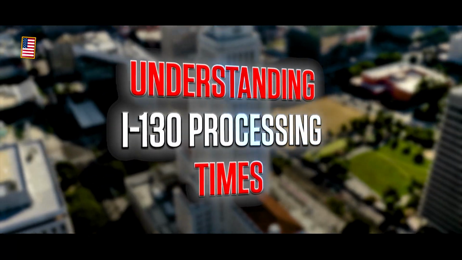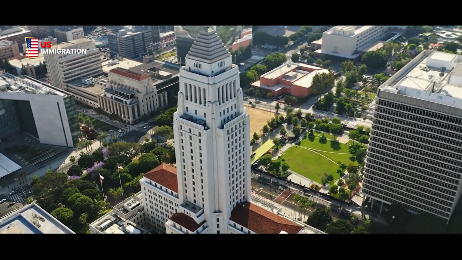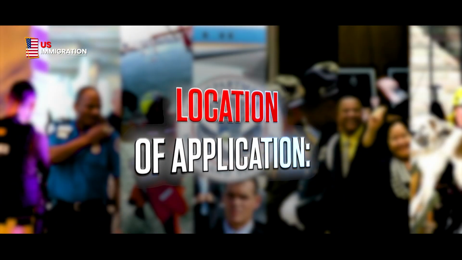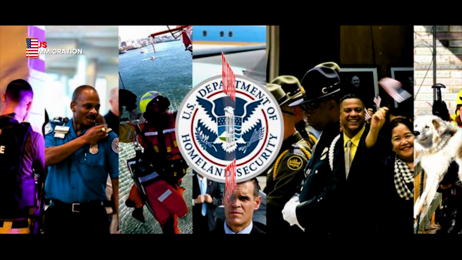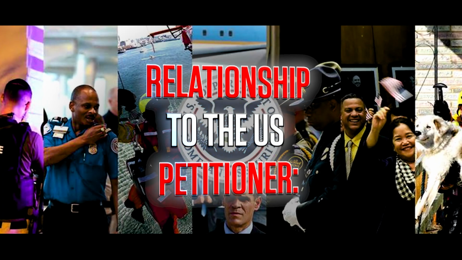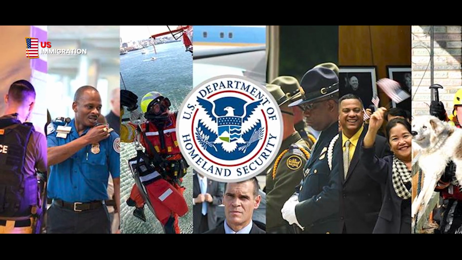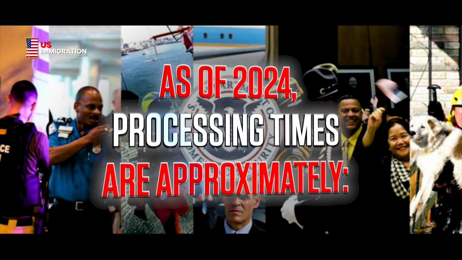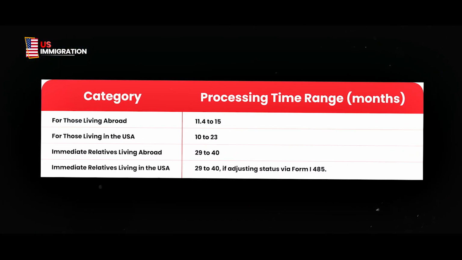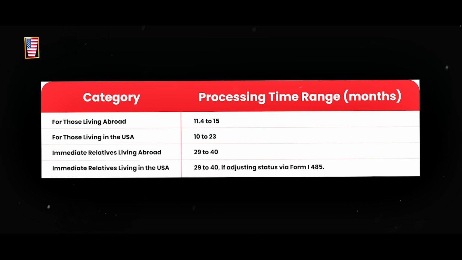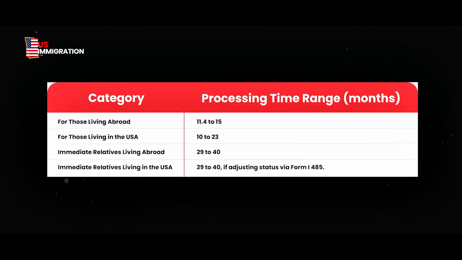Understanding I-130 processing times. Processing times for Form I-130 can vary based on several factors. Location of application: processing times differ if the petition is filed from within the U.S. versus abroad. Relationship to the U.S. petitioner: immediate relatives often have faster processing compared to those in other family preference categories. As of 2024, processing times are approximately, for those living abroad, 11.4 to 15 months. For those living in the U.S., 10 to 23 months. Immediate relatives living abroad, 29 to 40 months.